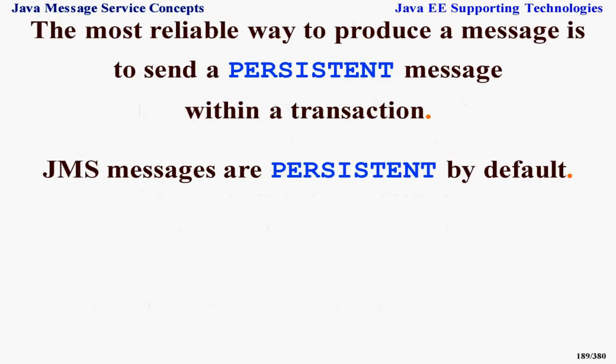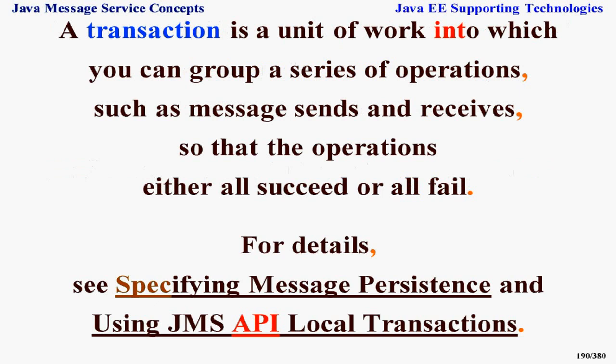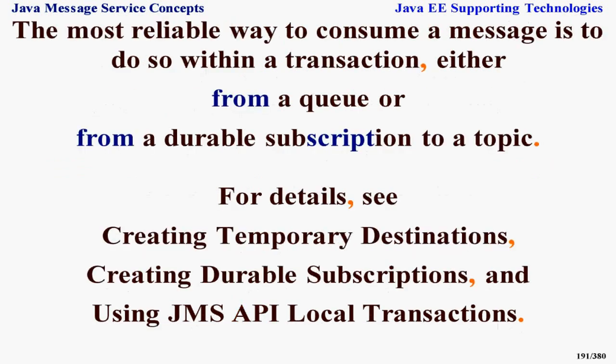The most reliable way to produce a message is to send a persistent message within a transaction. JMS messages are persistent by default. A transaction is a unit of work into which you can group a series of operations, such as message sends and receives, so that the operations either all succeed or all fail. For details, see Specifying Message Persistence and Using JMS API Local Transactions. The most reliable way to consume a message is to do so within a transaction, either from a queue or from a durable subscription to a topic. For details, see Creating Temporary Destinations, Creating Durable Subscriptions, and Using JMS API Local Transactions.